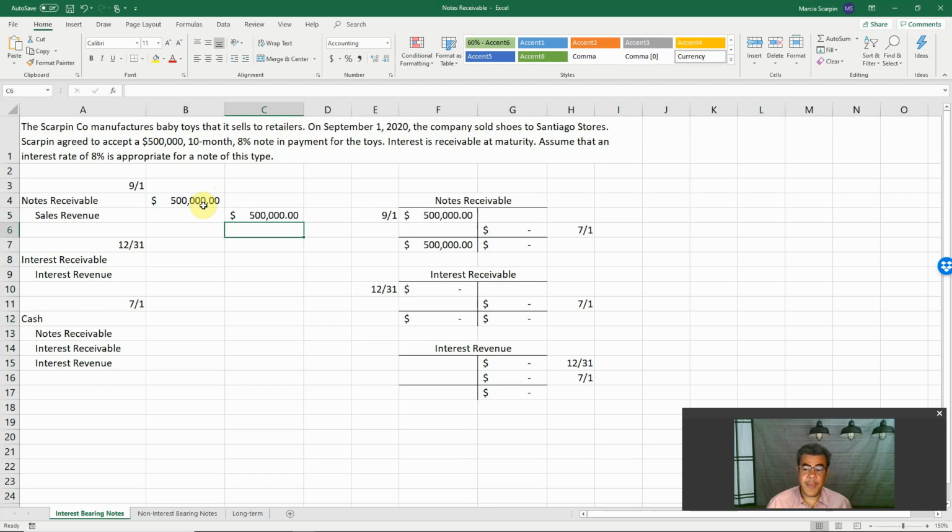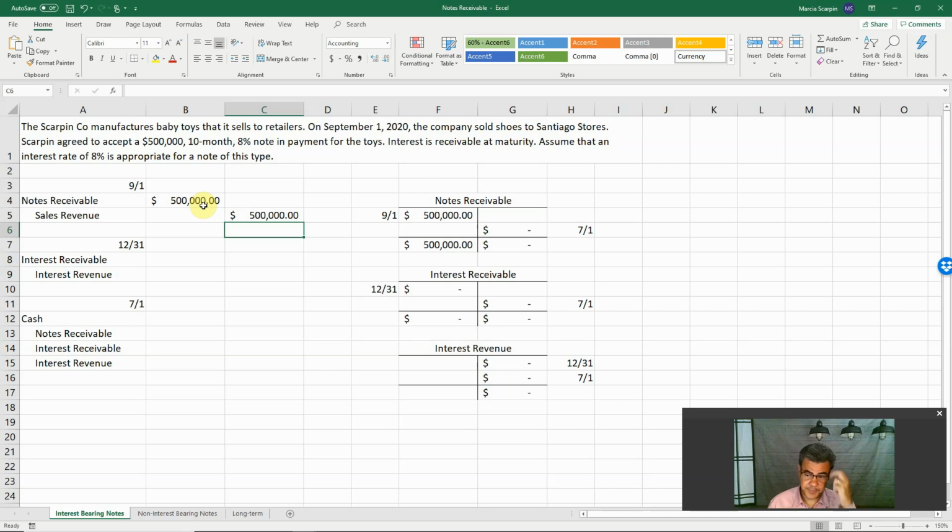What is our problem here? When will we receive it? December, January, February, March, April, May, June. So we will receive it on July 1st. However, on December 31st, we have a balance sheet. We are not working with cash basis accounting. We are working with accrual basis accounting.